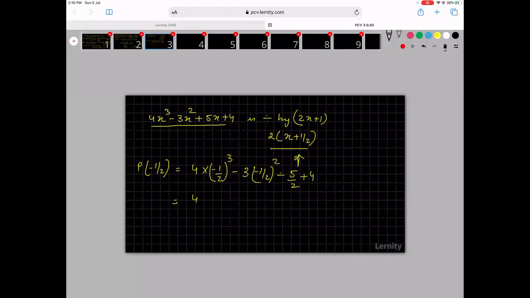So this will become 4 by 8. 2 cubed is 8. So minus 4 by 8. So that is minus 1 by 2. This will become minus 3 by 4. This is minus 5 by 2 plus 4. So minus half minus 5 by 2 is minus 3. Minus 3 plus 4 is 1. So I have 1 minus 3 by 4. So that is 1 by 4. So the numbers that you all are saying are wrong, unless I have written the question wrong.